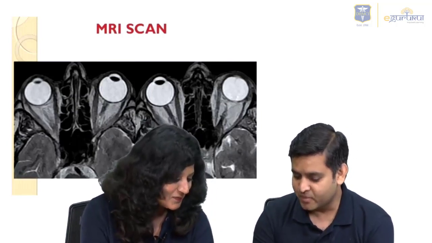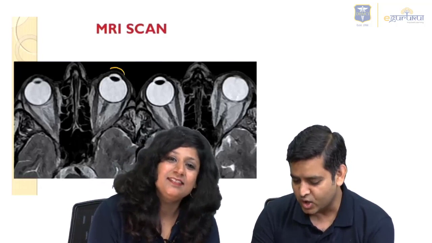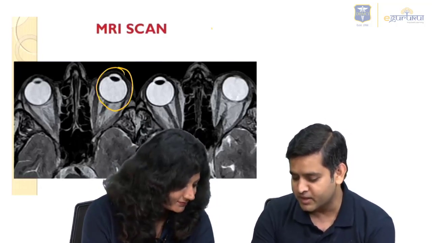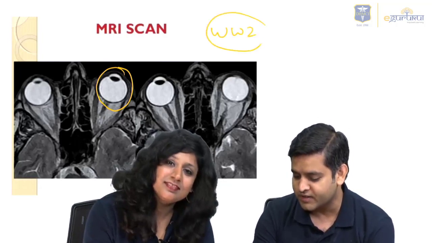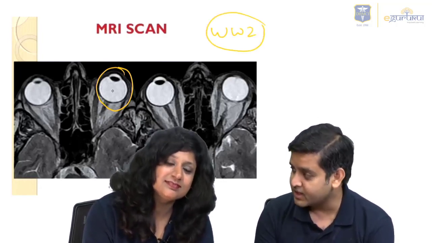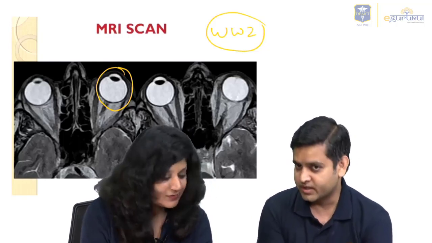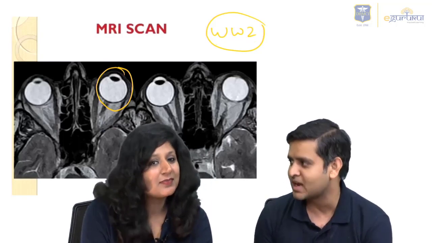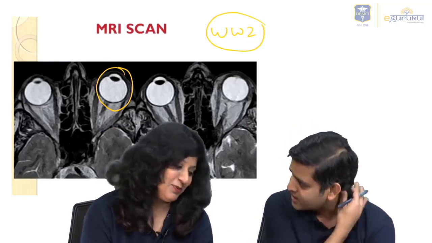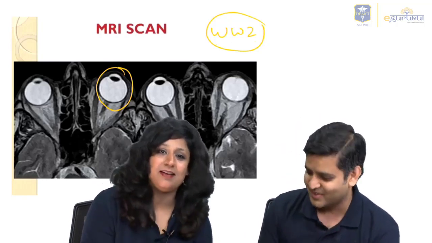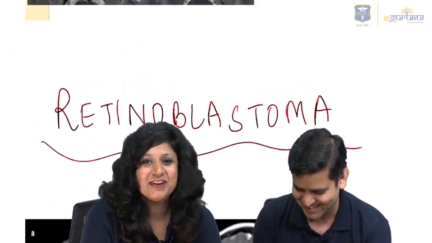For the orbit, this is the easiest thing. Look at the ocular globe. You can easily appreciate the ocular globe, and the simpler way to remember is World War II: Water is white on T2. The vitreous is fluid. Yes, vitreous is water. So World War II: if the vitreous is white, it is T2. If the vitreous is black, it is T1. Period. That's all. That's the easiest way that you can identify a T1 and T2 image, specifically in the eye.